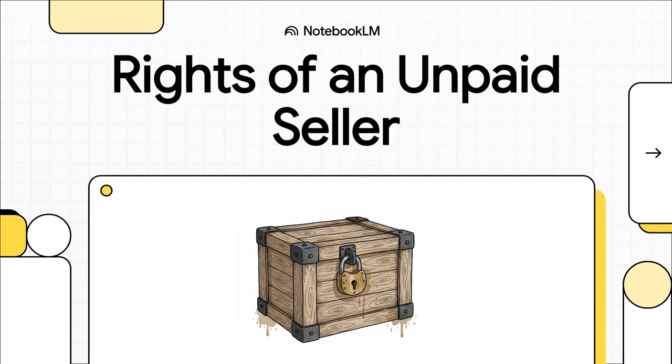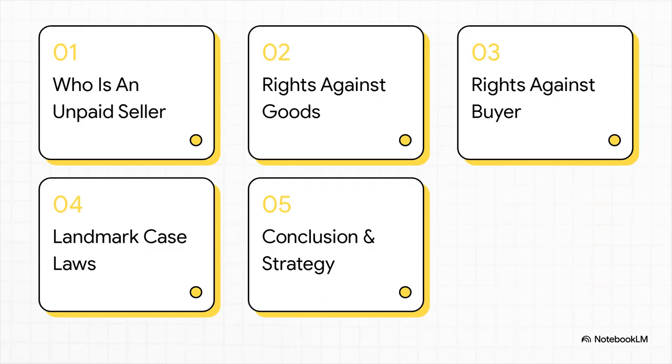So set aside any distractions. This requires rigorous academic focus. Right. Here is our exact roadmap for today's explainer. Number 1, who is an unpaid seller?